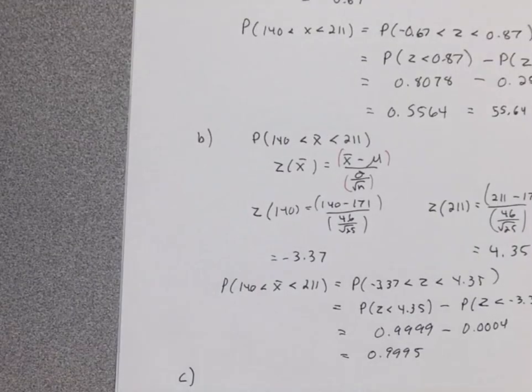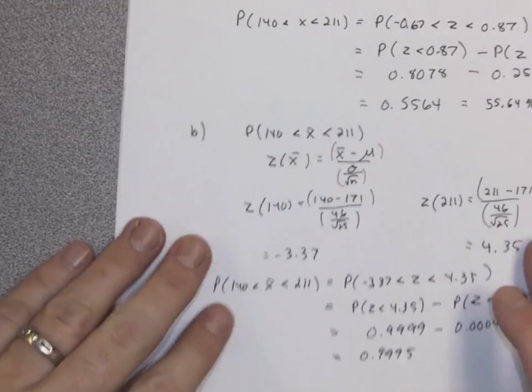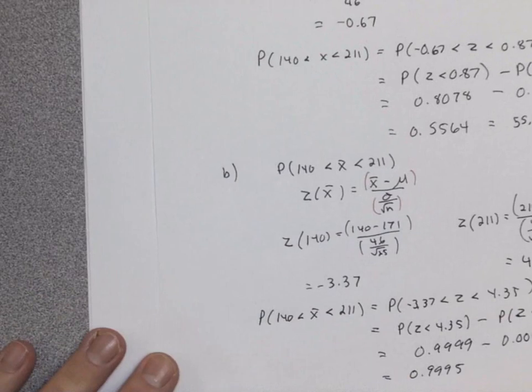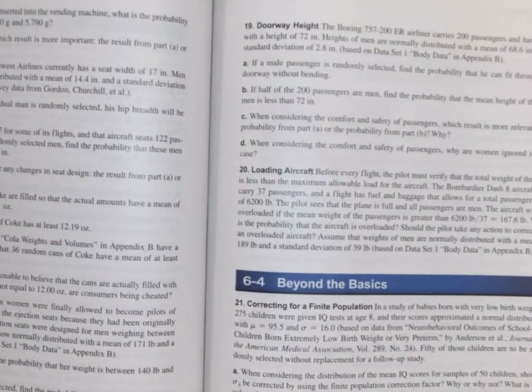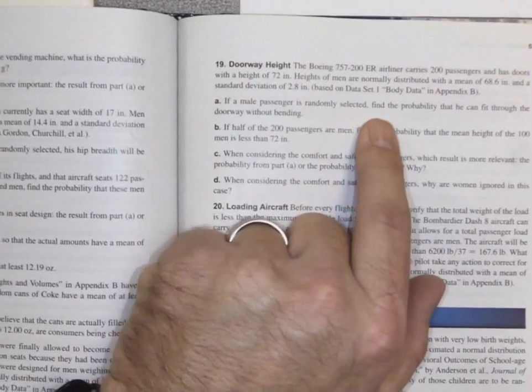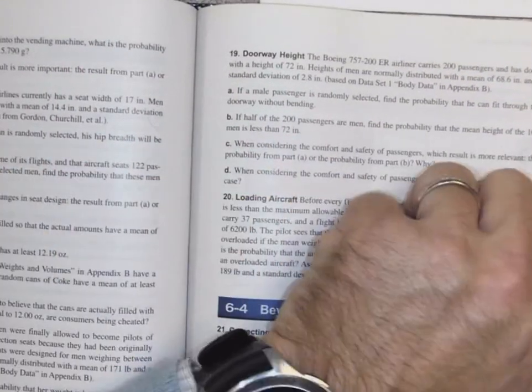Hopefully the next question is, so A is better because it's the individual who's sitting there. 19. All right, so Boeing, I don't know if I'm going to go through this, but I want to kind of talk about this.